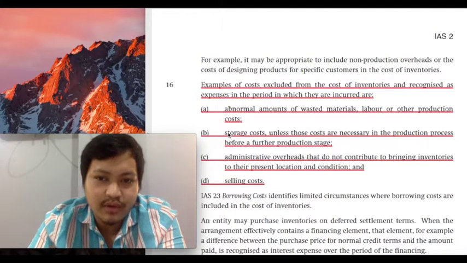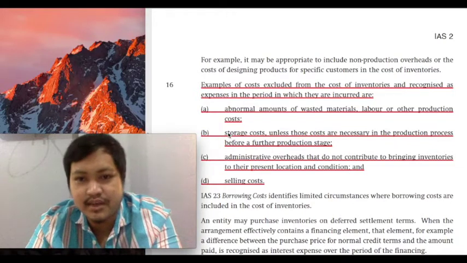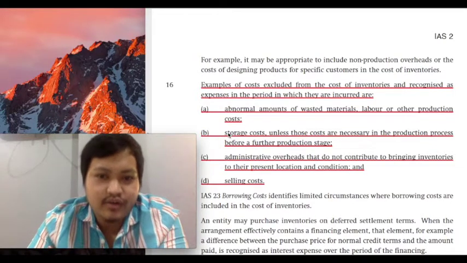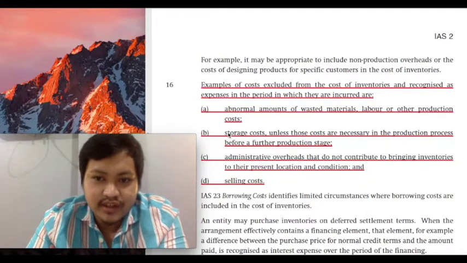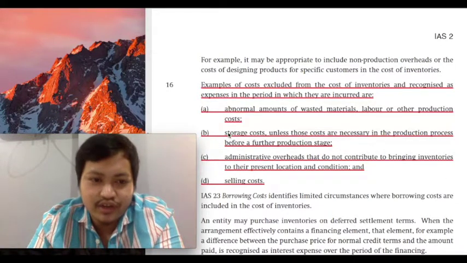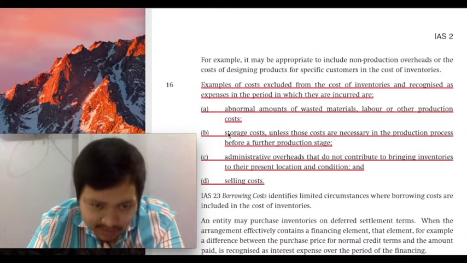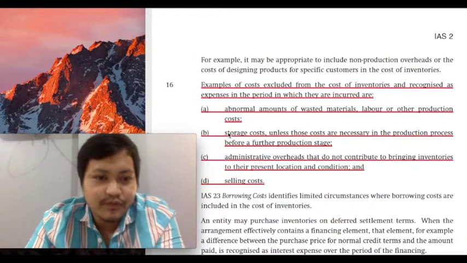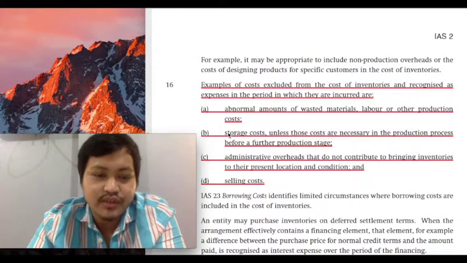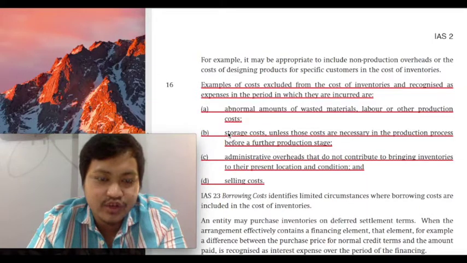Only the abnormal amounts of wasted materials, labor, and overhead costs are excluded. Next would be storage costs that are not necessary in the production process. So once the goods are completed, class, the storage cost for your finished products is no longer considered necessary in the production process.